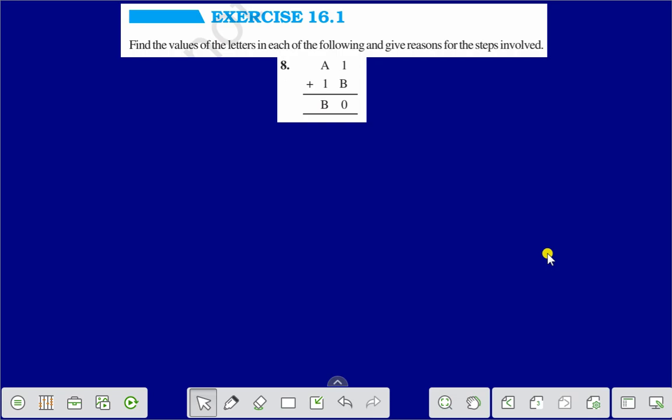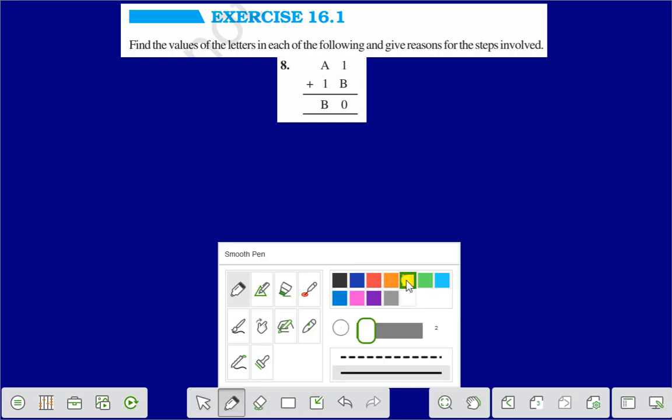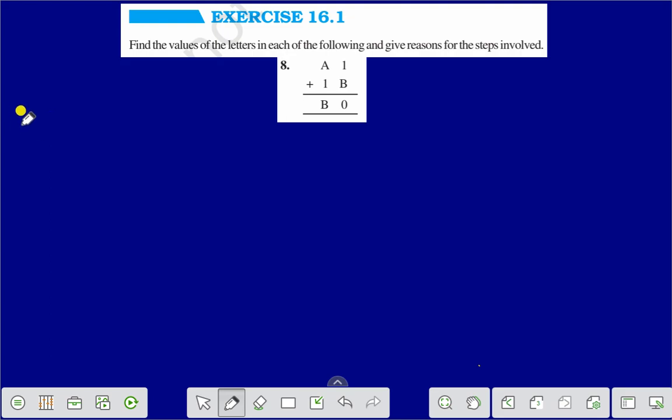Find the values of the letters in each of the following and give reasons for the steps involved. This is the solution. We have A 1, 1B, that is B, 0. The addition of 1 and B is giving 0.